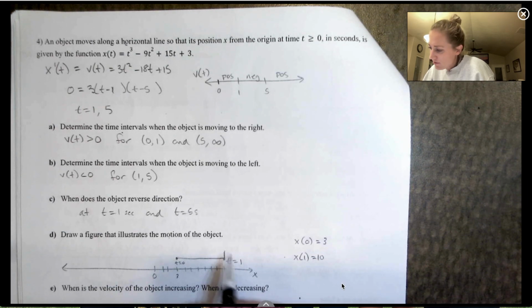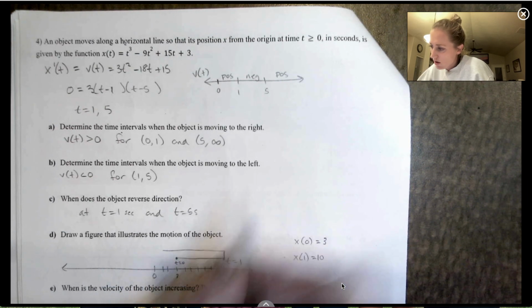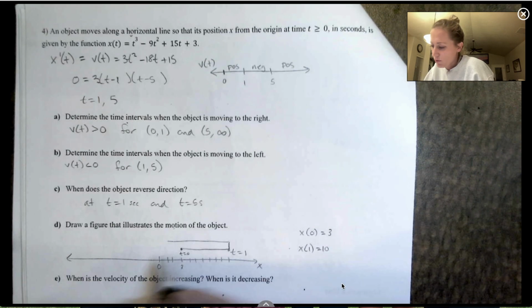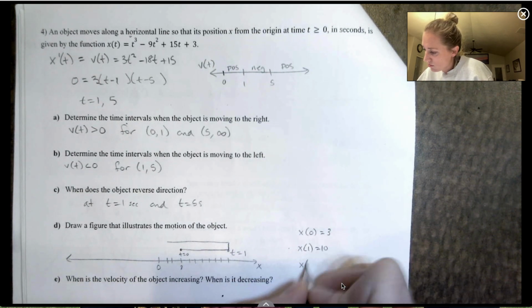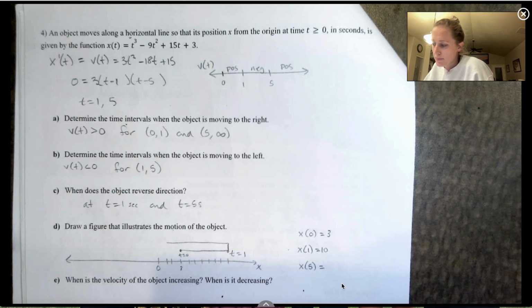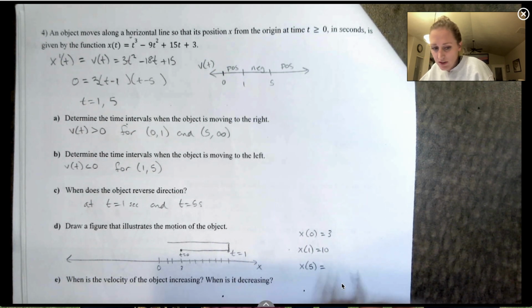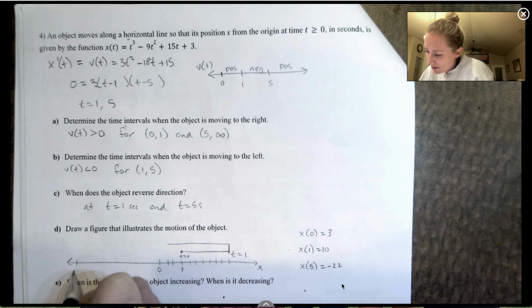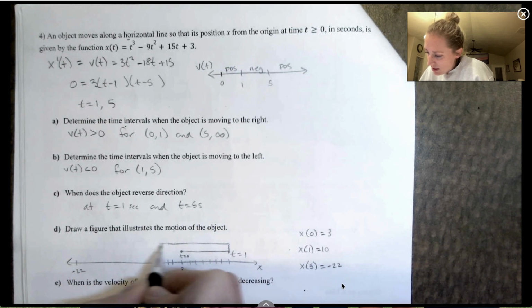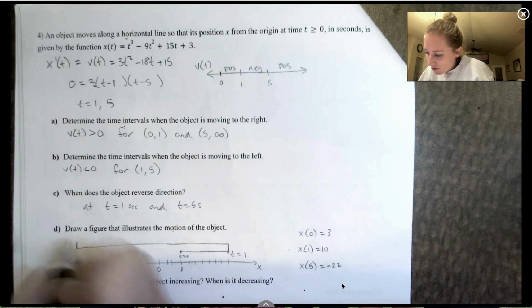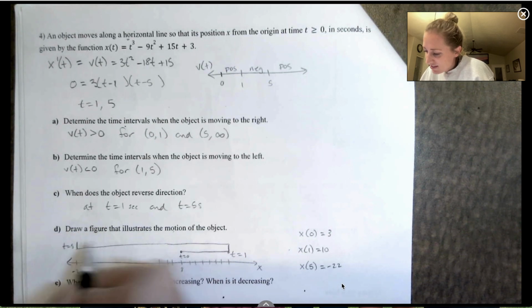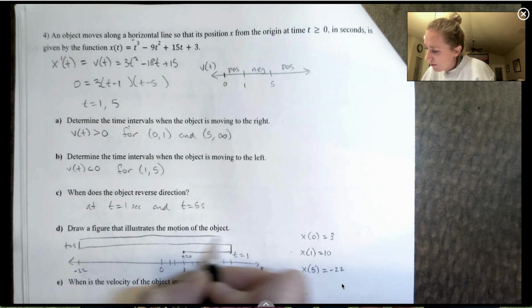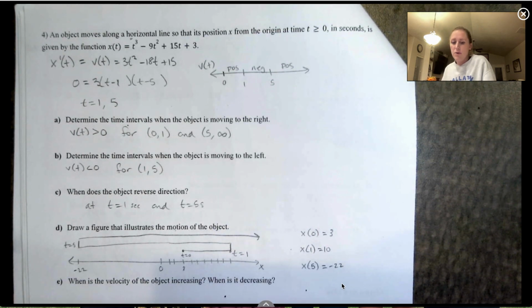So it goes left until 5 seconds, right? If I want to find my position at 5 seconds, I can evaluate what is my position at 5. When I do that, you get negative 22. So it's going to go all the way down here to negative 22. And then after 5 seconds, this is at t equals 5, and then it's going to switch and go back right forever. So that would illustrate the position of this function.